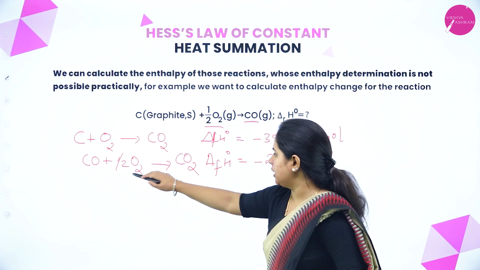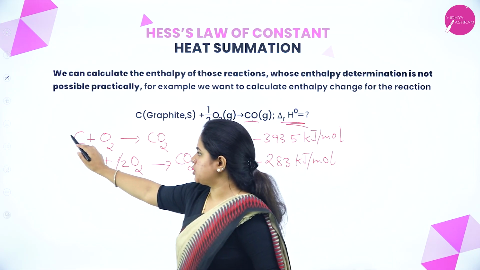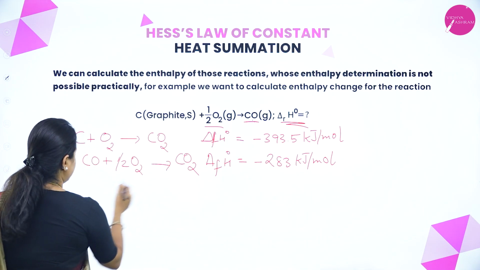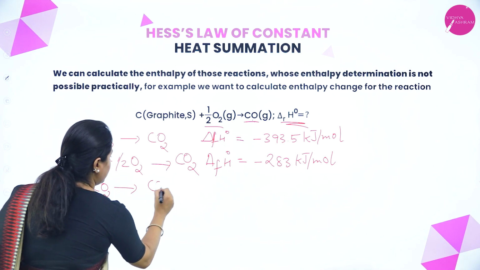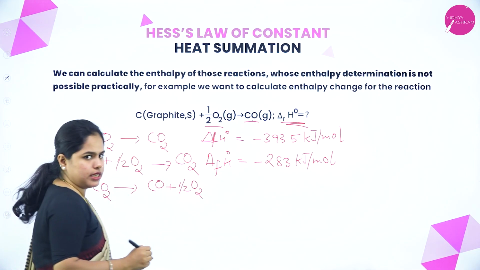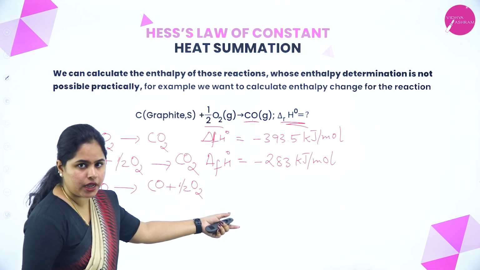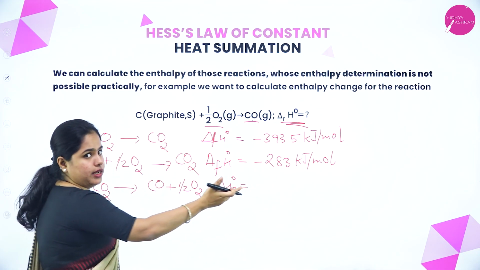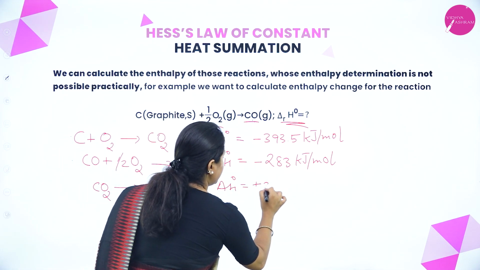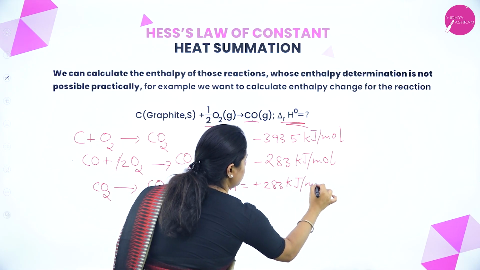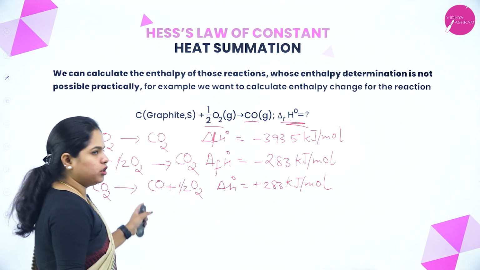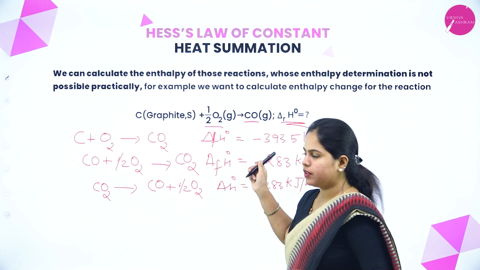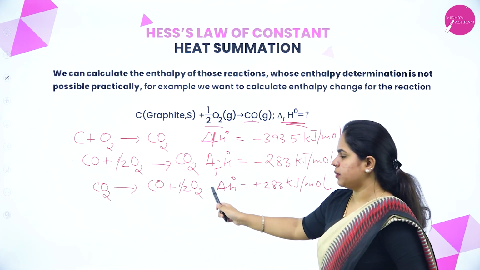So what I can do is reverse this particular reaction. If this is my first reaction and this is my second reaction, I reverse this second reaction. That means I'm going to write carbon dioxide in the reactant part and carbon monoxide plus half O2 in the product side. If I'm reversing this reaction, some change should be happening to the enthalpy also, right? So the enthalpy of the reaction, instead of minus, since I have reversed this, will become plus 283 kilojoule per mole. Now I got two values here. One is carbon plus oxygen giving carbon dioxide.